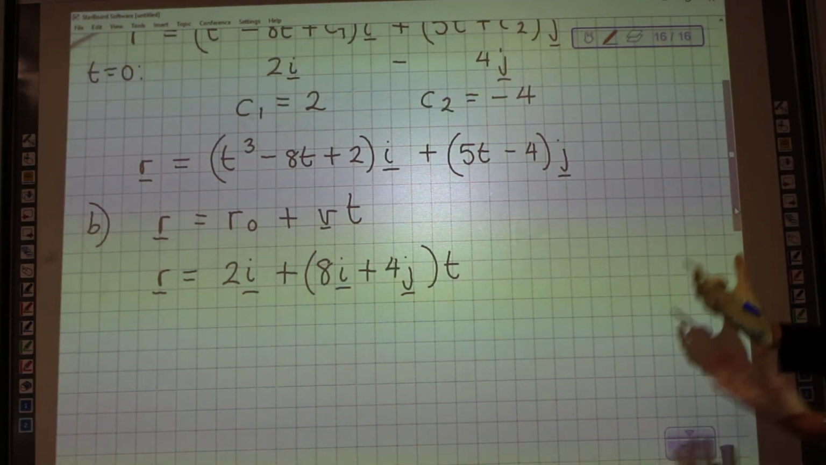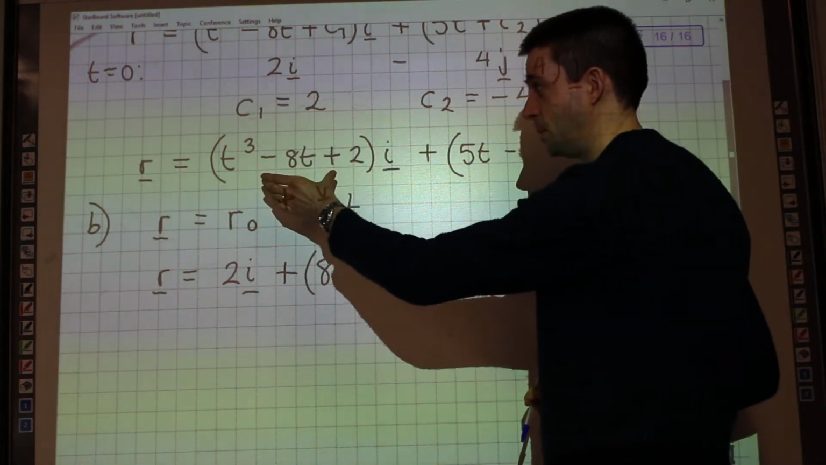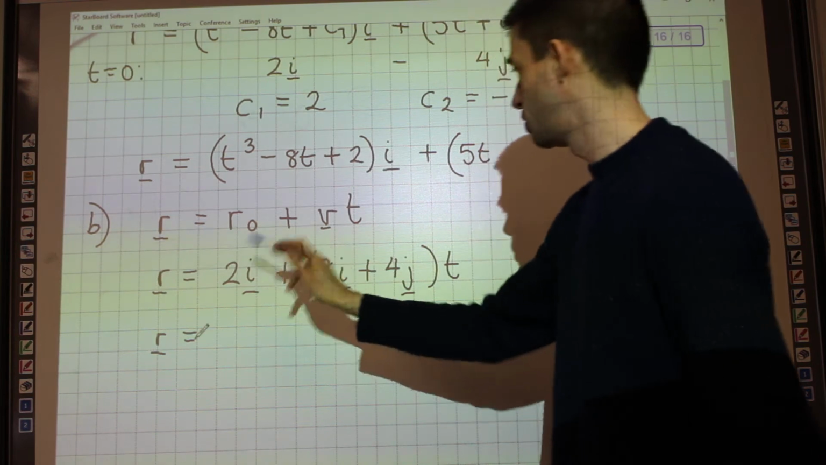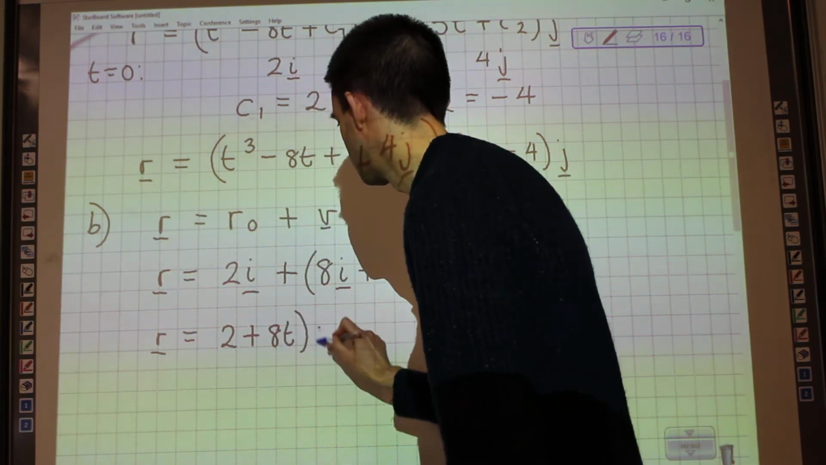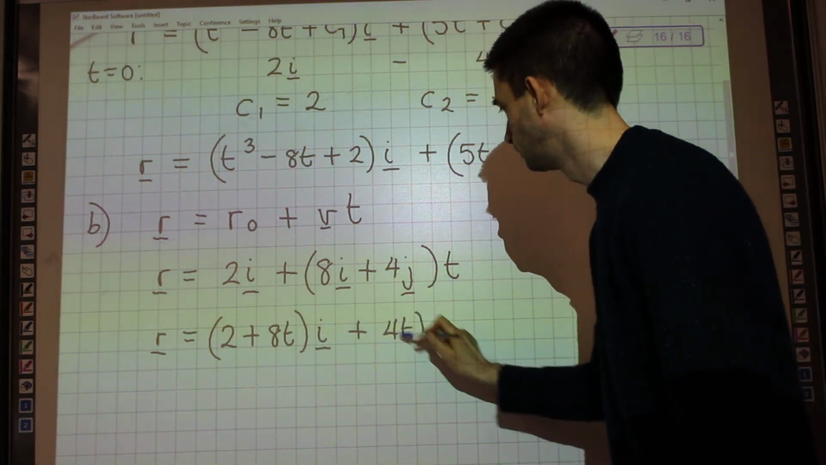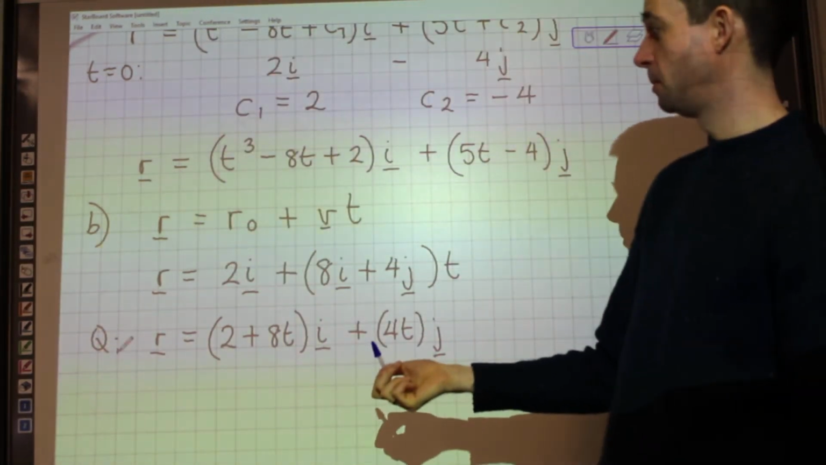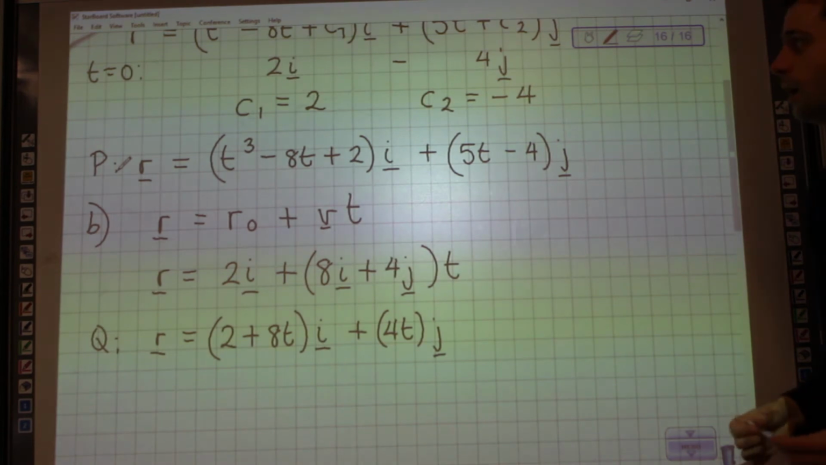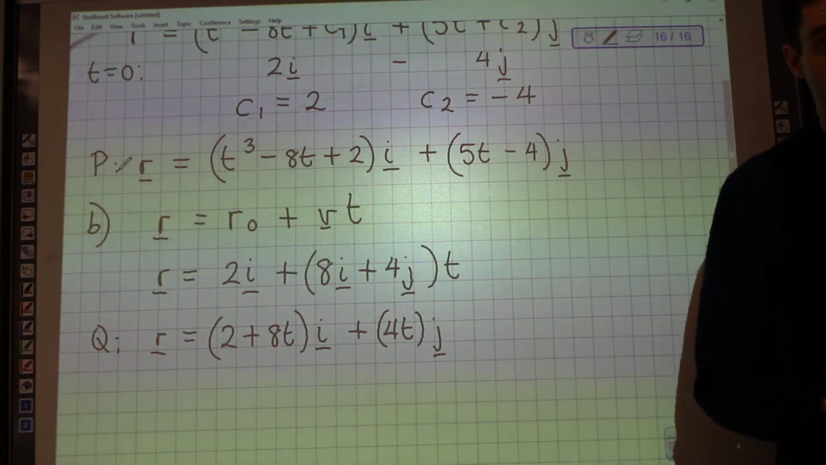Now what I'm going to do is write that as an i component and a j component, because what that will do is allow me to compare it directly with this and solve the problem. So I'm going to rewrite this to say that I've got (2 plus 8t)i plus 4tj. So this is an expression for the position of particle q. In part A, I worked out an expression for the position of particle p. For these two particles to collide, they must be simultaneously in the same place at the same time.